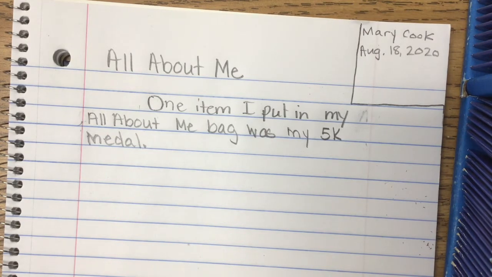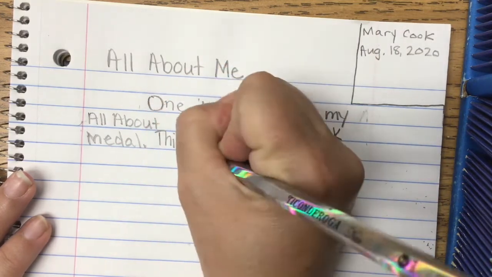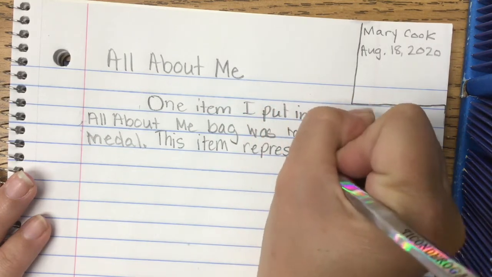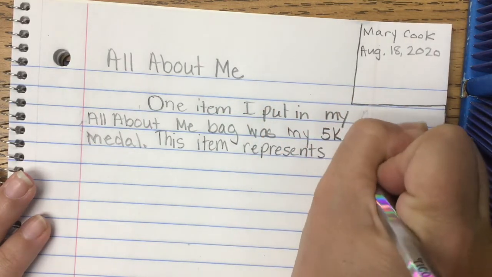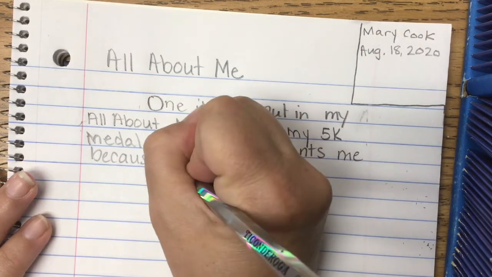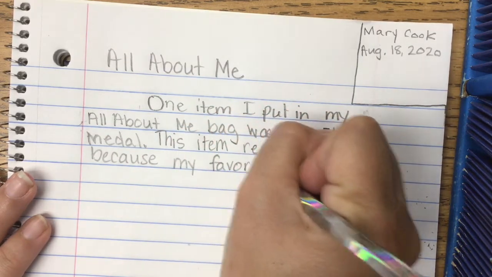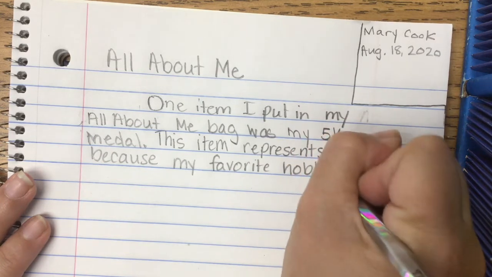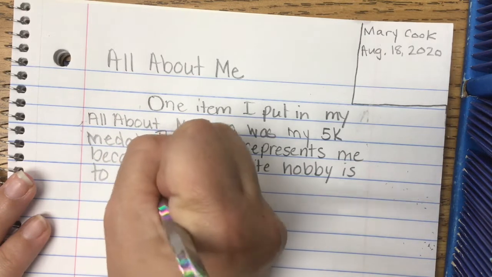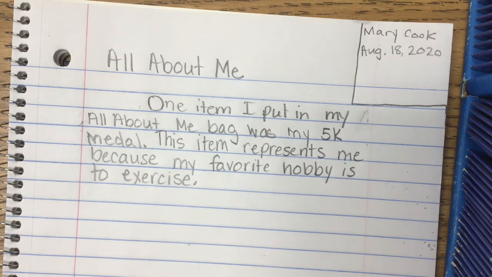Now let's go ahead and look at the second sentence frame. This item represents me because. I'm going to say this item represents me because my favorite hobby is to exercise. I'm not sure how to spell that, but I'm just going to do my best and keep going, okay?